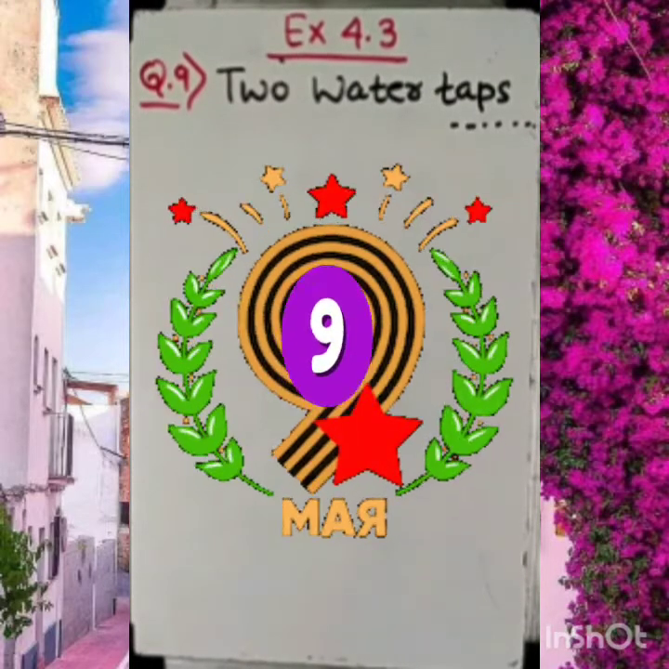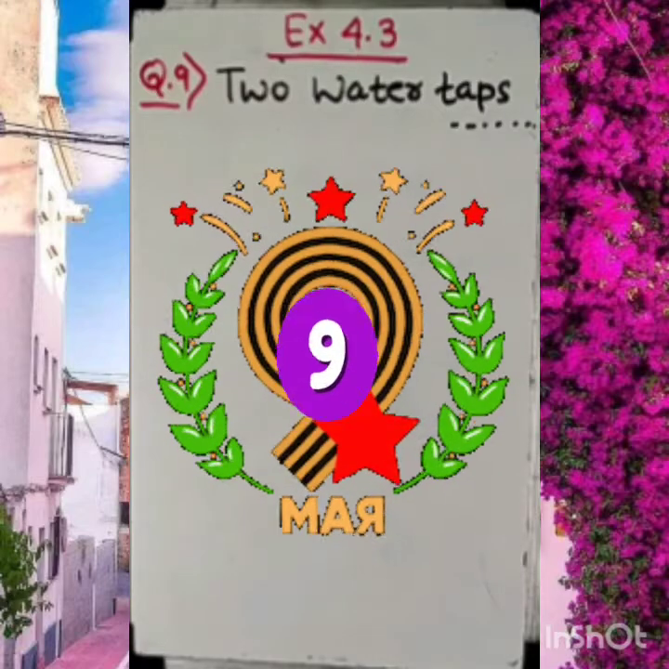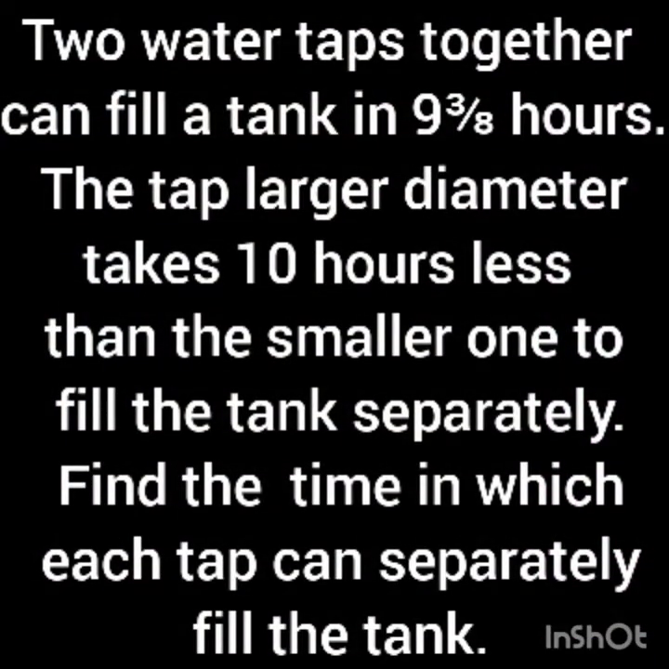So dear student, this is also one of the most important questions. Question number 9 on your screen. Two water taps together can fill a tank in 9 3/8 hours. The tap of larger diameter takes 10 hours less than the smaller one to fill the tank separately. Find the time in which each tap can separately fill the tank. Very easy question. Let's try to understand what we are given in the question, and let's find the solution of it after making the proper equation.